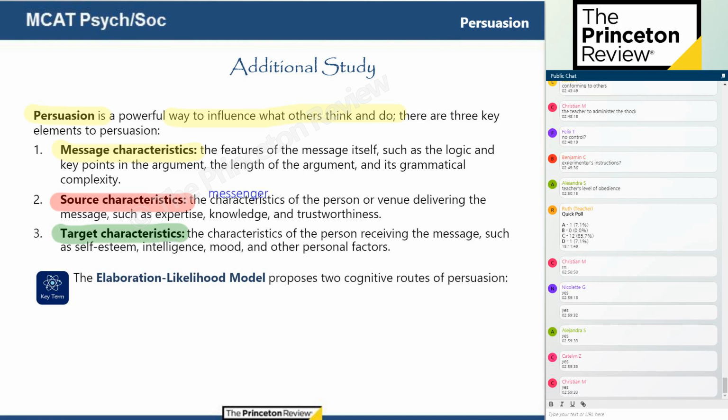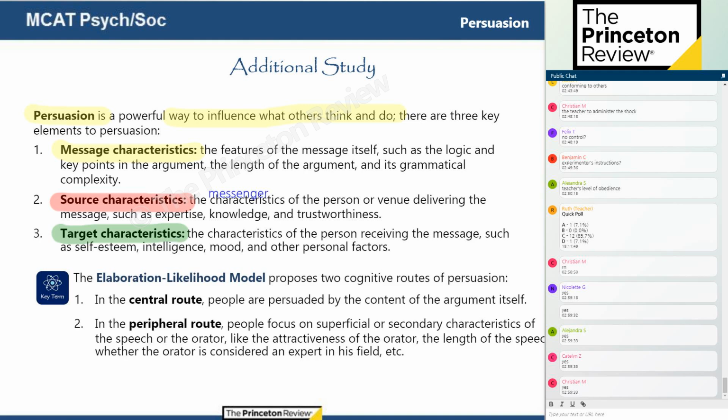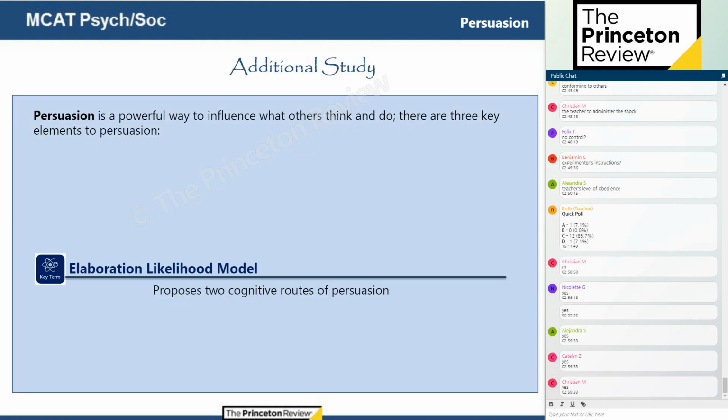We have this thing called the elaboration likelihood model that says there are two ways persuasion works. The central route, where people focus on the argument, it's about the message. The peripheral route is the focus on the messenger. And it looks kind of like this.